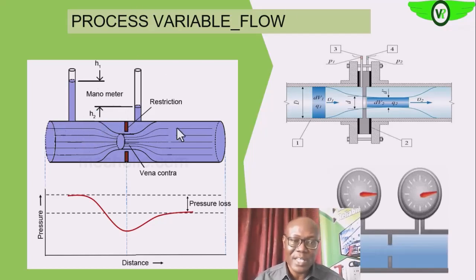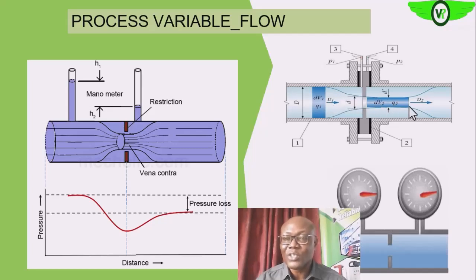As you can see, assume this is our process pipeline. You see this restriction is deliberately created on the flow path. So this is an orifice plate with an opening in the middle. We'll see how it looks later. The fluid that is coming at a particular velocity, on impinging on the orifice plate, is slowed down. When you apply Bernoulli's principle, the pressure will go up since the velocity is coming down.